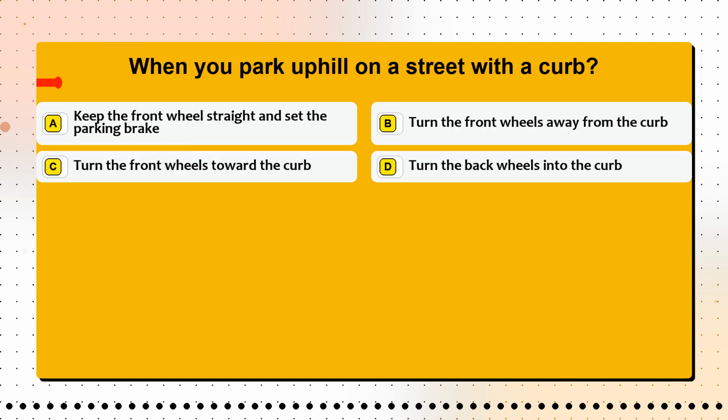Question 58. When you park uphill on a street with a curb, here are the options. Option A, keep the front wheel straight and set the parking brake. Option B, turn the front wheels away from the curb. Option C, turn the front wheels toward the curb. Option D, turn the back wheels into the curb.